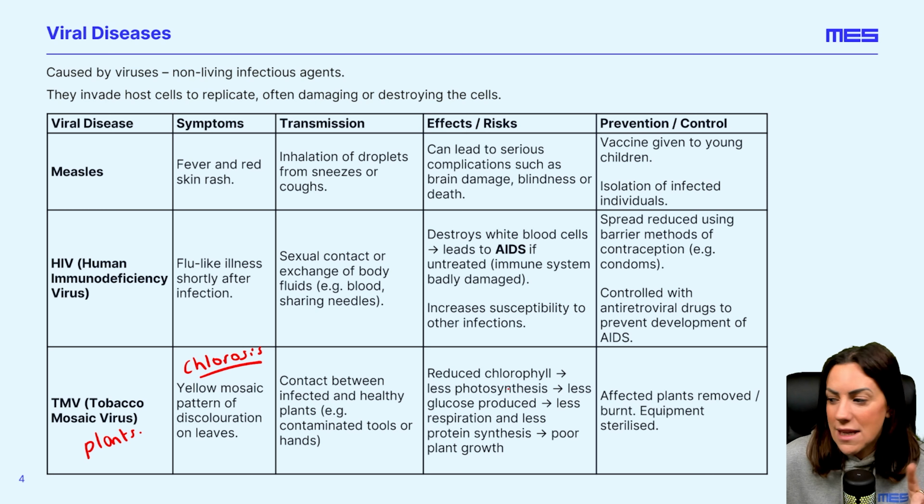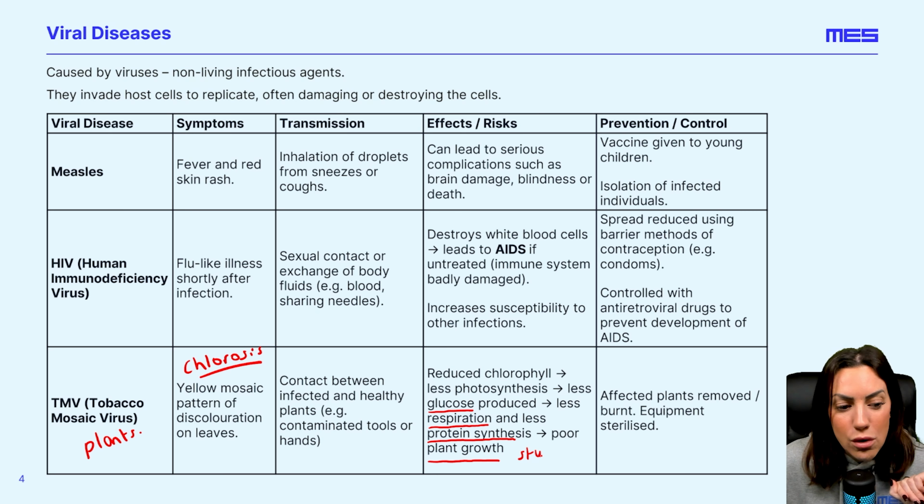With less photosynthesis, that means there'll be less glucose produced by the plant. Now, you could go even further than that and say with less glucose, there's less glucose for respiration, which means there's less energy for the plant. There's less protein synthesis, which ultimately means the plant will experience poor growth, or you can call it stunted growth. Okay, now that's quite high level stuff, but it should make sense.